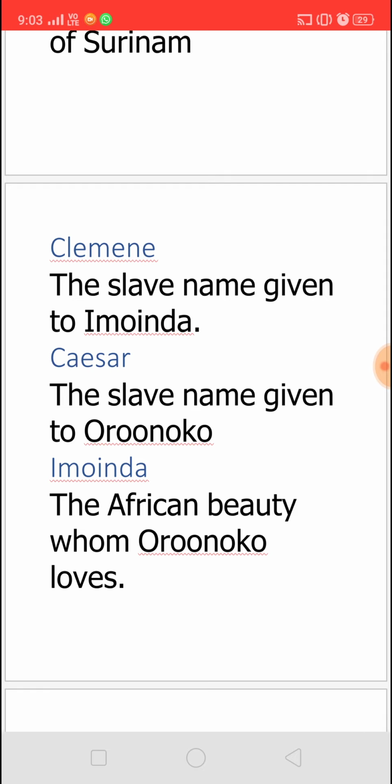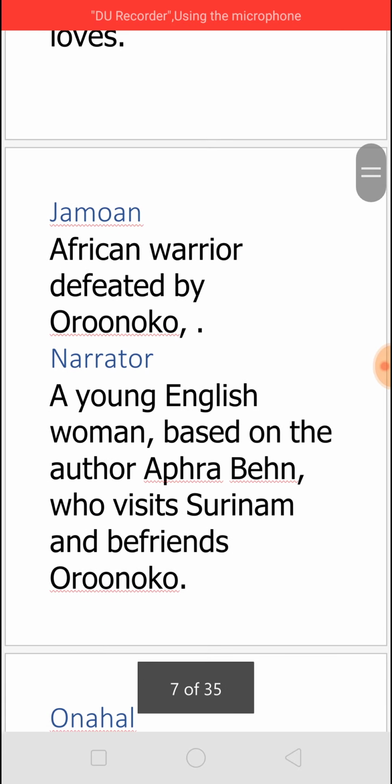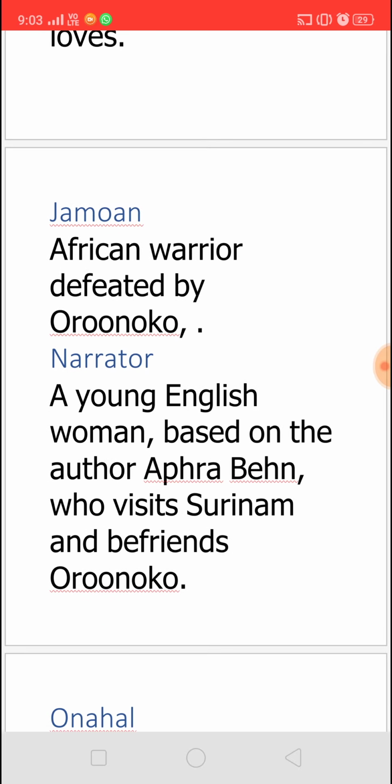And we must remember that Caesar was also betrayed by his own friends, and in this story also we will find that Oroonoko is betrayed by his own friends. And Imoinda, she is the main character of the story, and she is an African beauty whom Oroonoko loves. And then we have Jamoan, who is an African warrior who was defeated by Oroonoko, but later on they become friends. And then we have the narrator, who is actually an English woman.